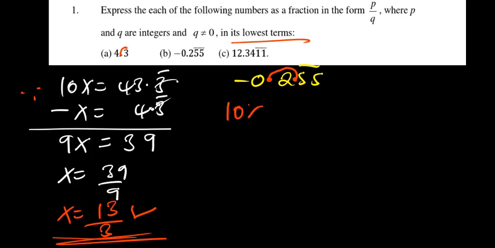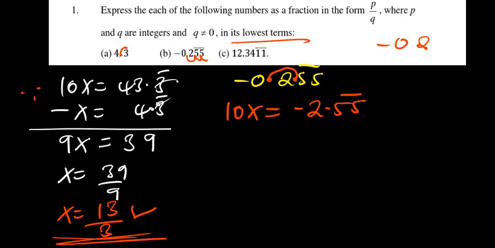So it is 10x is equal to, now we are not going to say negative 0.2, because the 0.2 is the same as 2. So it will be just the negative 2.55 bar. Then again, the next one is you have to move the point, sorry, until the last part of the bar.